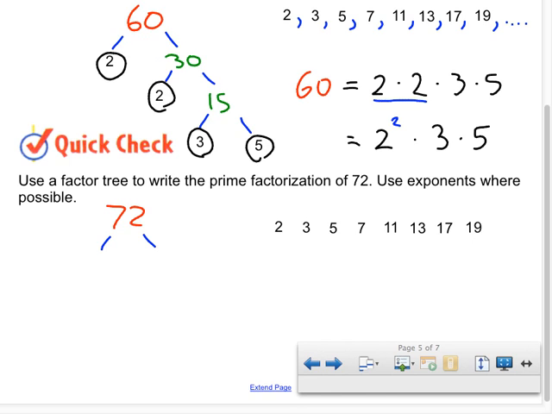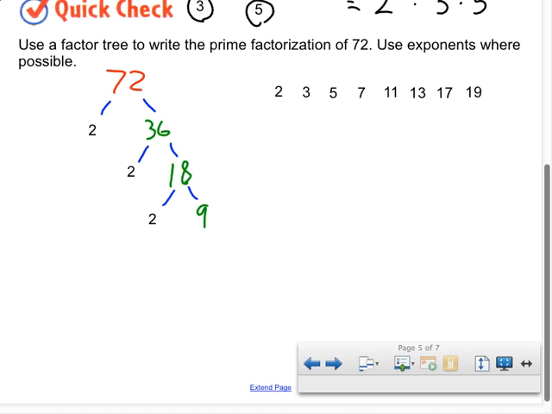So let's go through the background of how she got that. And you might have had a different method, but let's go ahead and walk through this. So 2 goes into 72 how many times? 36. And then restart. Does 2 go into 36? Yes. How many times? 18. Okay, reset. Does 2 go into 18? Yes. How many times? 9.